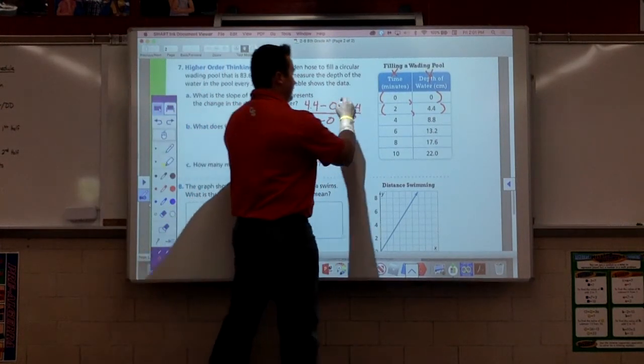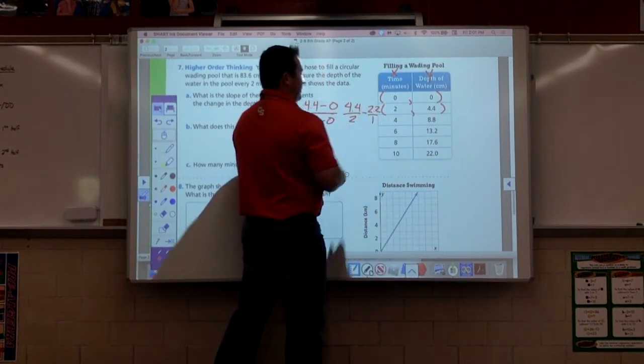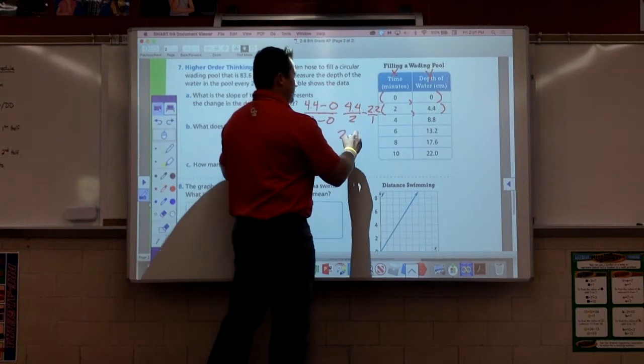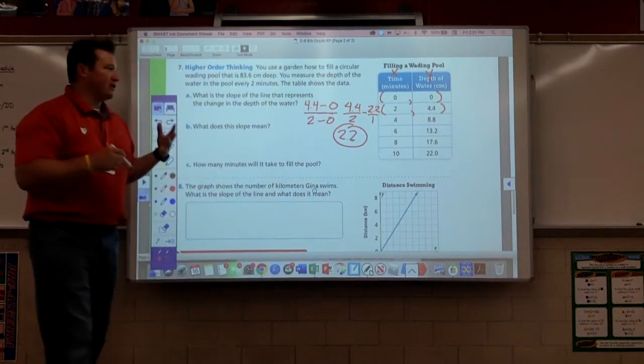We can divide this down, right? 4.4 divided by 2 is just 2.2. If you wanted to think of it over 1, that's fine. Or you can just say, hey, this line has a slope of 2.2.